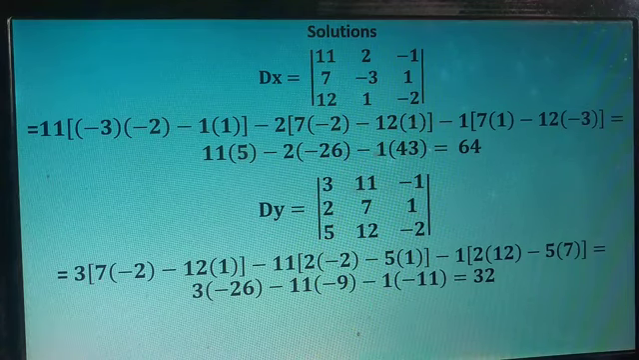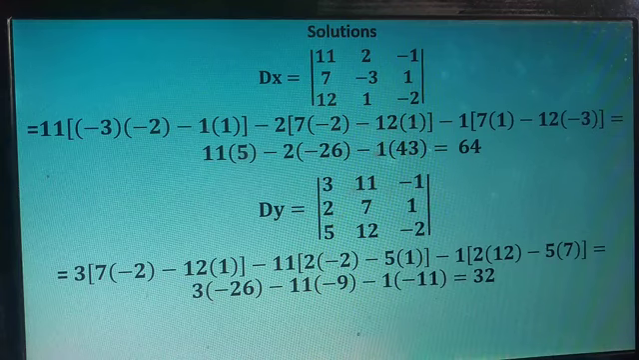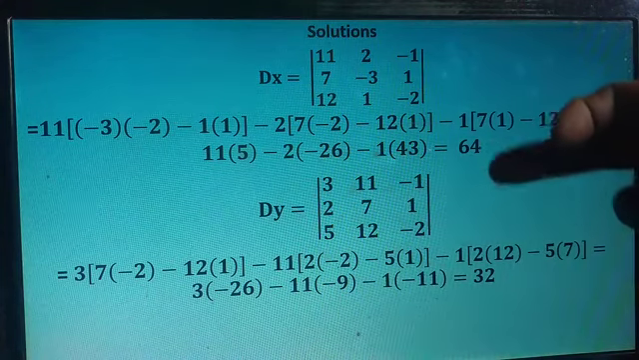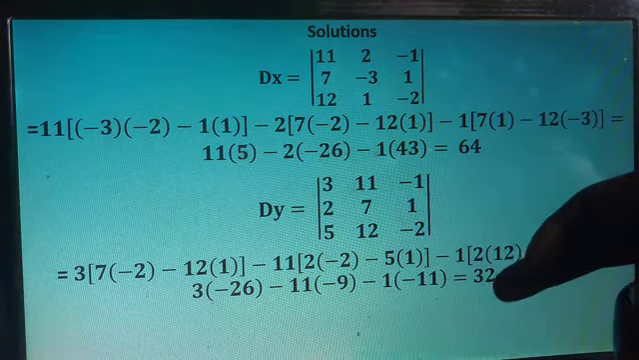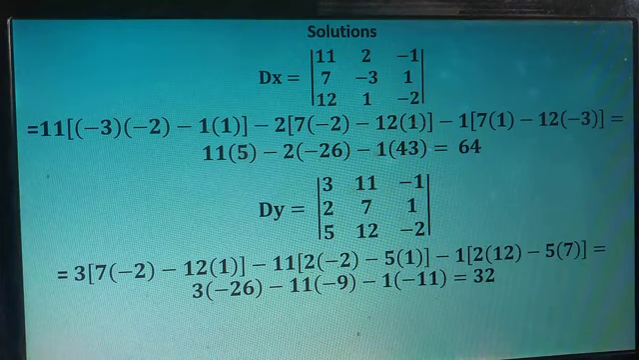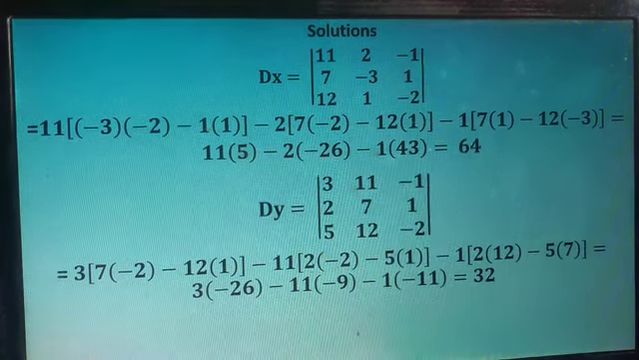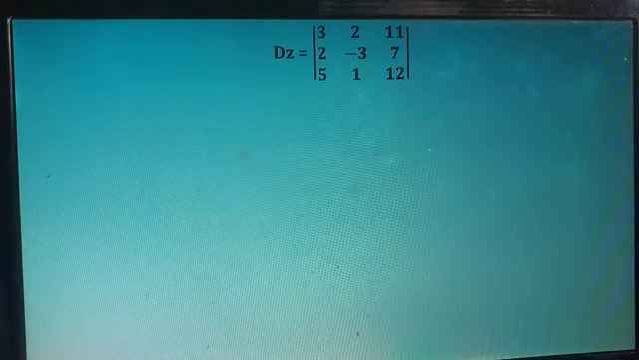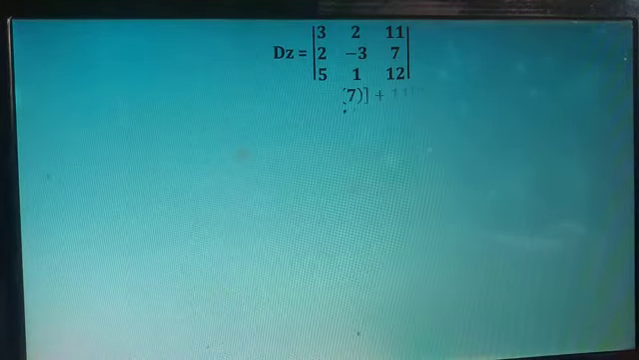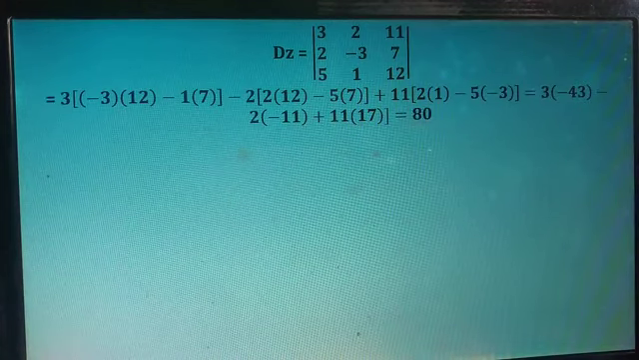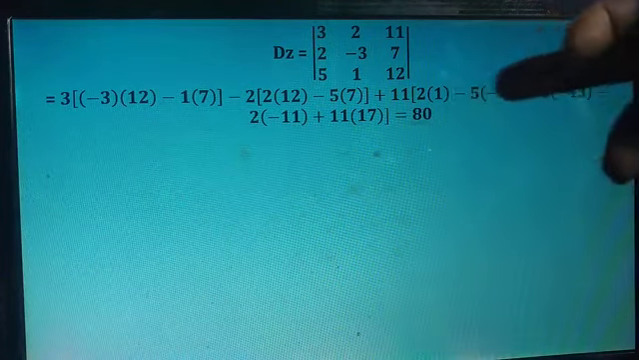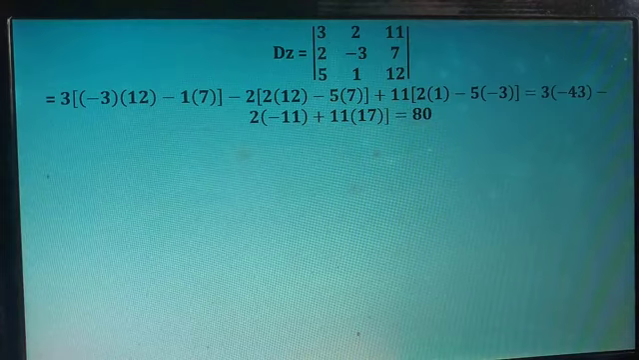If you pause the video, you can solve for the determinant of x and the determinant of y. You'll be able to find 64 for x, also 32 for y. So now we are remaining with the determinant for z. Let's see how the determinant of z comes out also. We have the elements here expressed in matrix form, 3 by 3, for z. Then finally we have a determinant which is 80 for z.